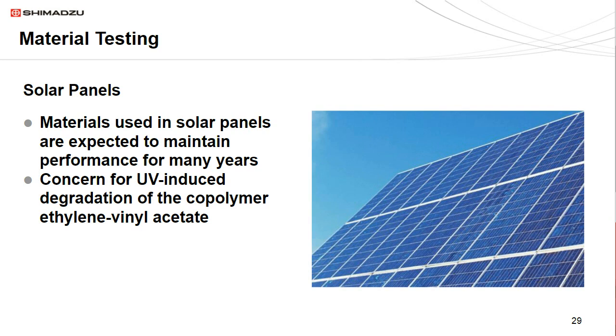Materials that are used in solar panels are expected to maintain such a high level of performance for over decades, despite the harsh environmental conditions, like high temperatures and UV light, to which they are subjected outdoors. However, there is a growing concern that UV-induced degradation may occur in materials that are used in modules such as ethylene vinyl acetate, or EVA, which is a copolymer used as a clear encapsulation film. What we're going to talk about in this application is how we subject this EVA film to UV light and also utilize PY-GCMS.